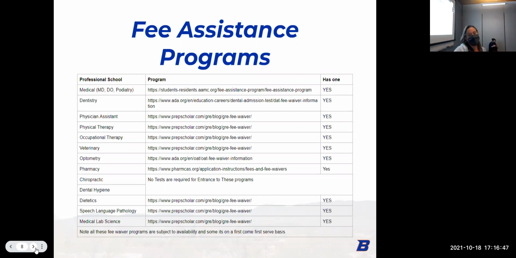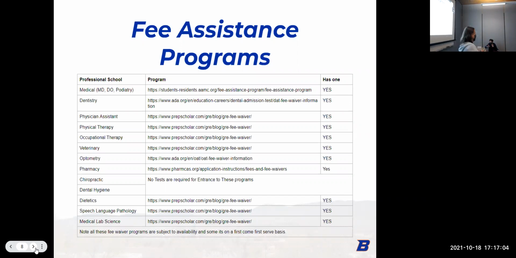There are other tests. The GRE does have fee waivers as well, but again, there's only a certain amount of them that they give out, and once they get them all out, they don't have any more. When it comes to things like the OAT, it's the same deal. So those are just some things to be keeping in mind.